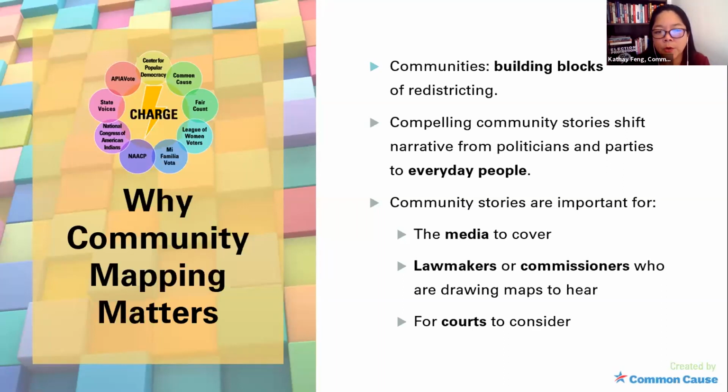Telling compelling community stories is essential to changing how the media covers redistricting so that they're not just covering it as a political power struggle between insiders, and they're starting to tell more stories about how redistricting impacts regular people's lives. Most importantly, it can make a difference in how the lines are drawn, possibly by persuading those who have the power to draw lines, whether that's a lawmaker or a commissioner, to consider our communities. And it may be incredibly important evidence for judges to consider if the maps are challenged in court. Next slide.